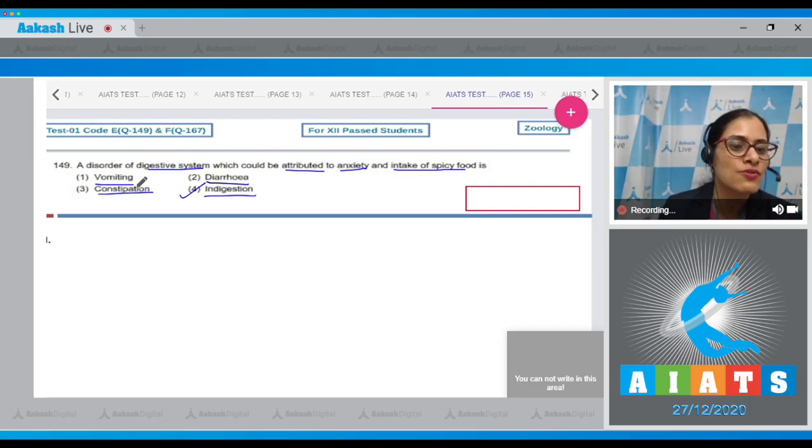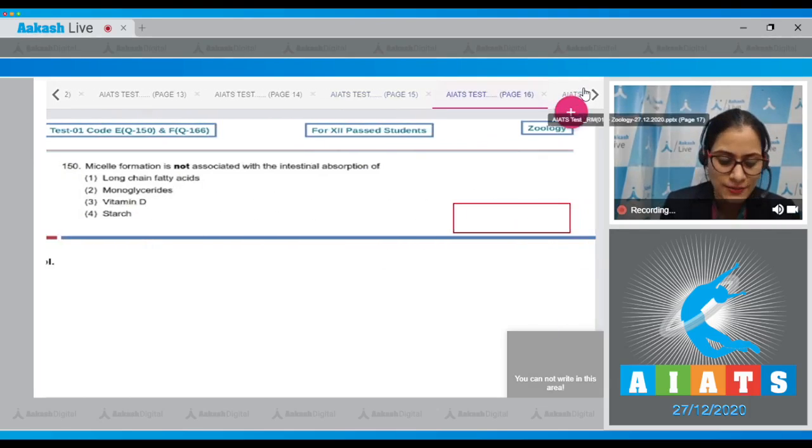The very first option, vomiting, is incorrect because vomiting is the ejection of stomach content through the mouth. The next option, constipation, is incorrect because feces are retained within the colon as the bowel movements occur irregularly, and this is known as constipation. The next option, diarrhea, is incorrect because diarrhea is an abnormal frequency of bowel movement and increased liquidity of the fecal discharge. So the correct answer to this question is option number 4. Let's proceed to the next question.